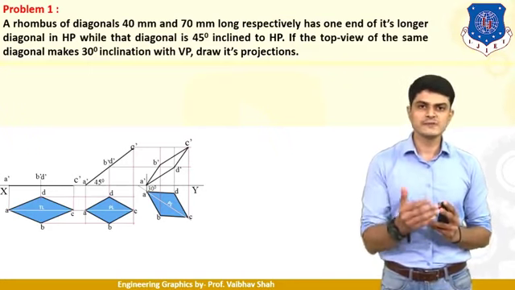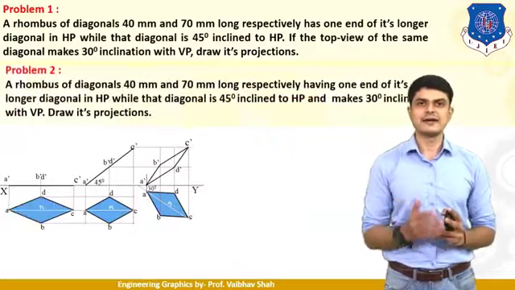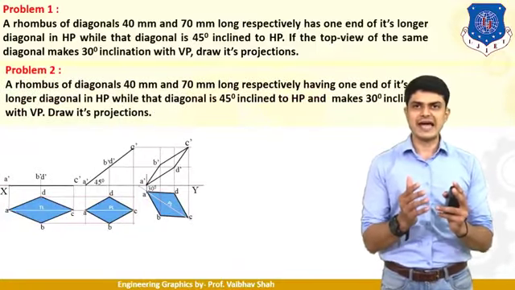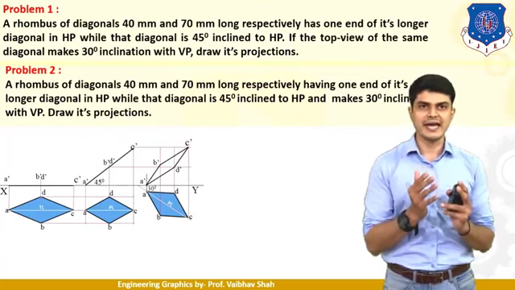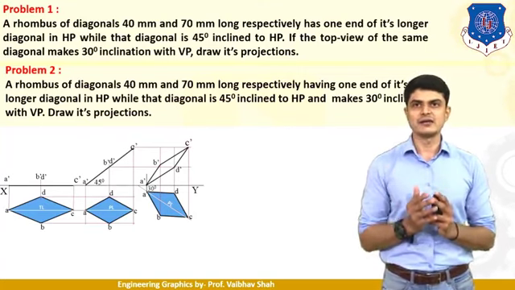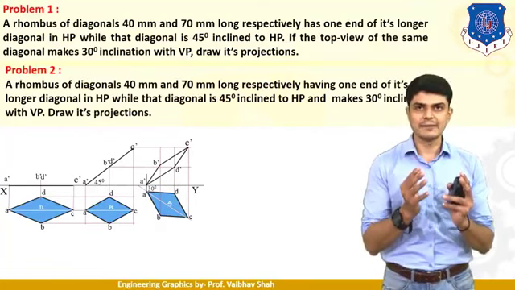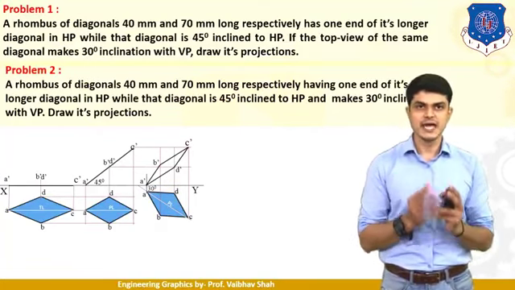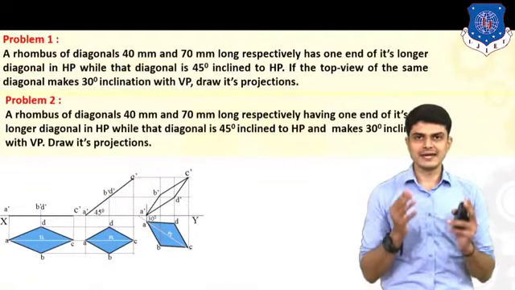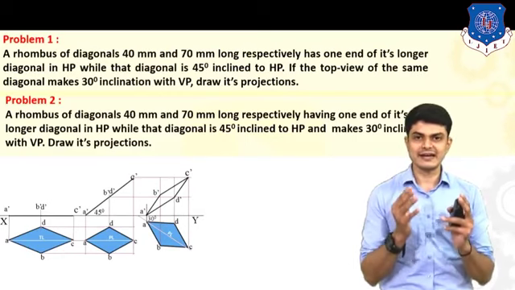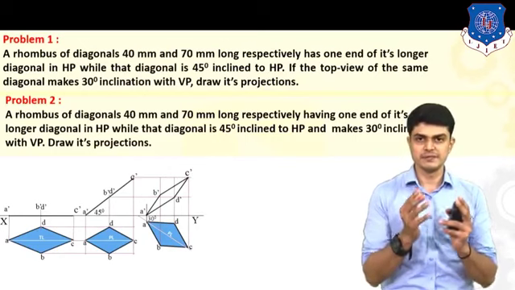Now let us see one more similar example and let us compare these both examples at hand. So now example number 2. Problem number 2. A rhombus of diagonals 40 mm and 70 mm long respectively, having one of its longer diagonal in HP, while that diagonal is 45 degree inclined to HP and makes 30 degree inclination with VP.